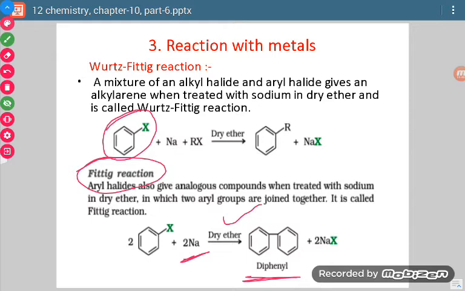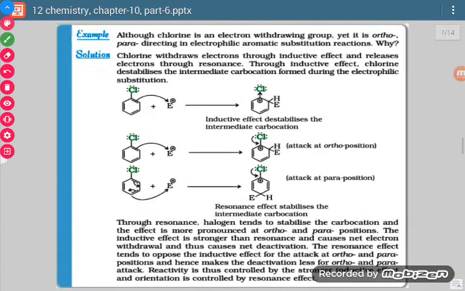In the case of the Wurtz reaction, we take both molecules as alkyl halides and heat them with sodium in the presence of dry ether. In the Wurtz-Fittig reaction, we take one alkyl halide and one aryl halide and heat them with sodium in the presence of dry ether. In the Fittig reaction, we take both reactants as aryl halides and heat them with sodium in the presence of dry ether. So these three reactions are interrelated.